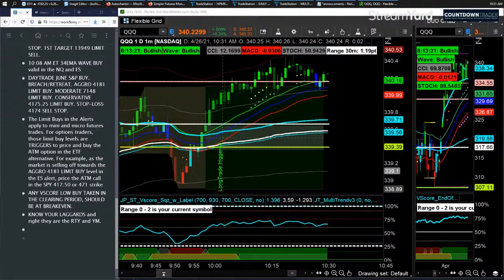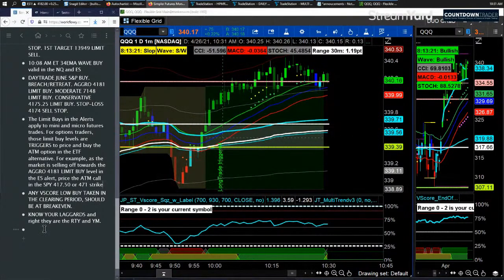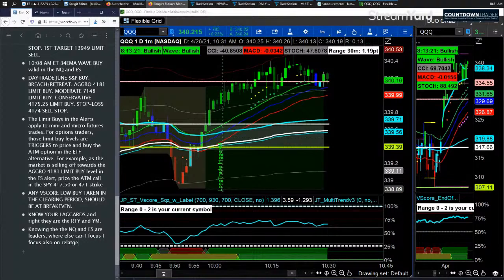Okay, next up. What else is moving lower? And could we do anything with it? Nothing else is breached. The other thing, knowing that right now the NQ and ES are leaders, where else? Focus. I can go back to the 6C, 6A. I can focus also on related sectors and stocks. I'm going to go down another layer deeper.